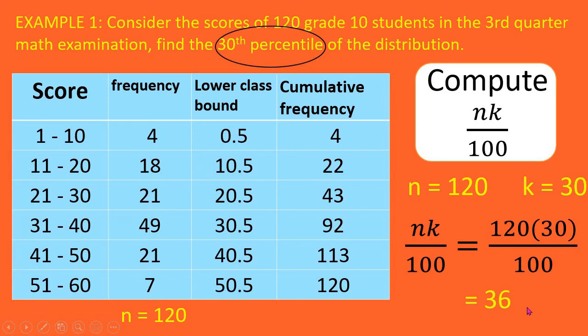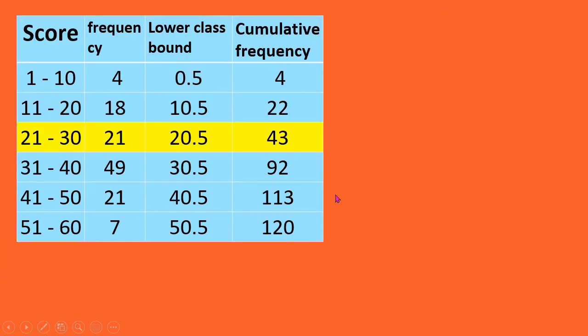By this, we can locate the 30th percentile class. Now let us compare the computed value for nk over 100, which is equal to 36, to the values under cumulative frequency. Which of these values is equal to 36 or exceeds 36 for the first time? And that is 43. So we have our 30th percentile class with an interval of 21 to 30, with frequency 21 and 20.5 for the lower class boundary.